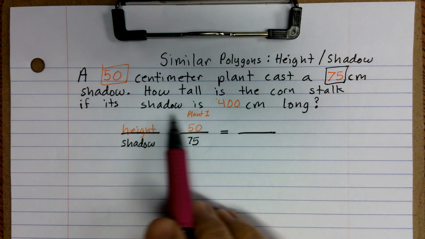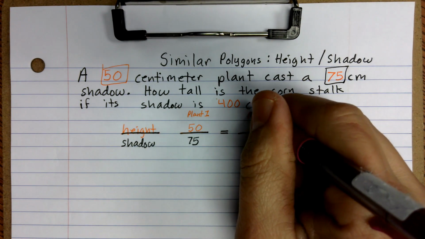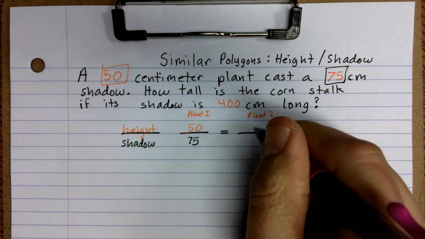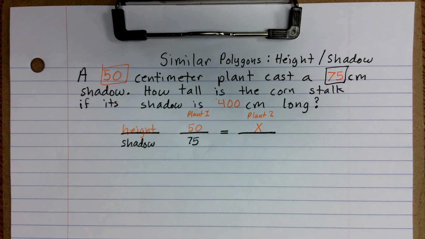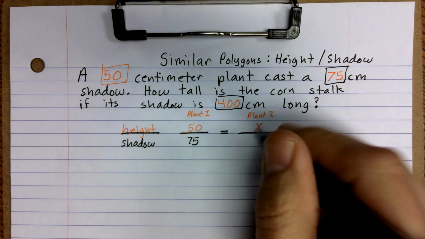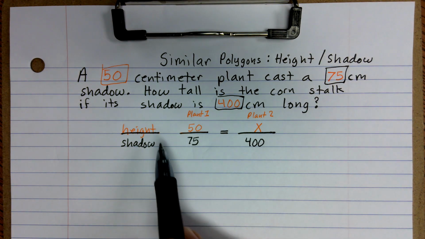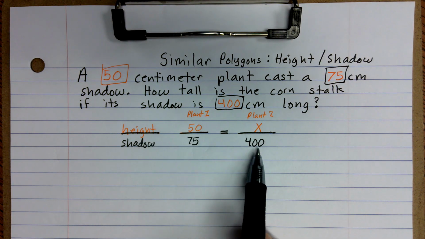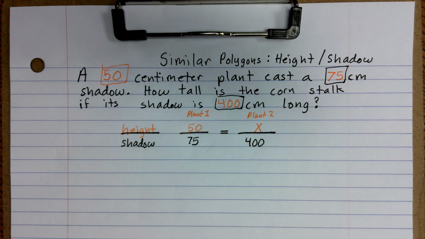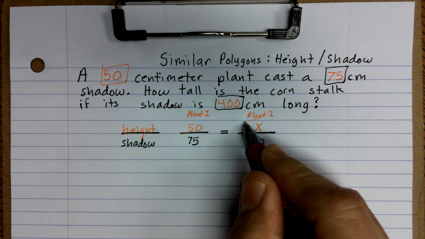Then it tells us how tall is the cornstalk if its shadow is 400 centimeters. So I'm going to call that my plant 2. Now notice they didn't tell us the height, so I'm going to put an X for the height. But they did tell us the shadow, which is 400 centimeters. So for the shadow, I'm going to write 400. So now that I have my heights, I have the shadows, and I have them for plant 1 and plant 2, I'm ready to go ahead and solve to figure out what is the height of plant 2, the cornstalk.